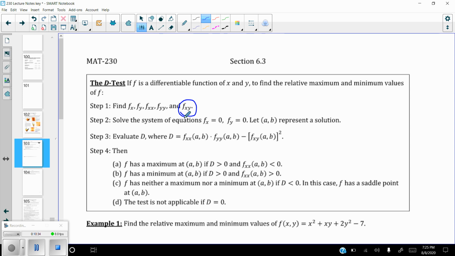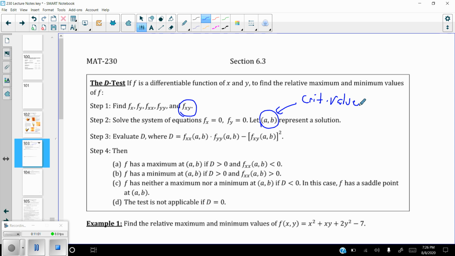You're going to solve the system of equations by setting the partial with respect to x equal to 0 and the partial with respect to y equal to 0. Then you're going to let the solutions to that be the point. And that point is going to be your critical value.